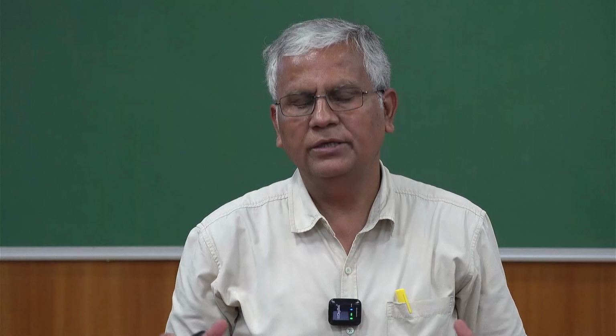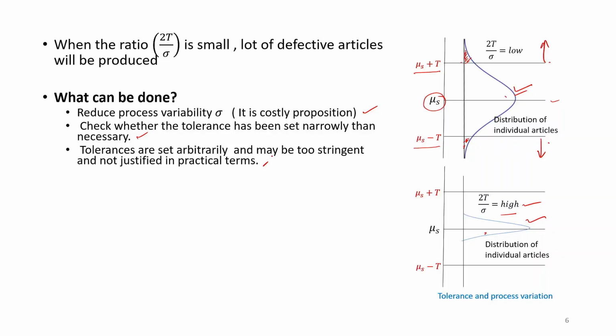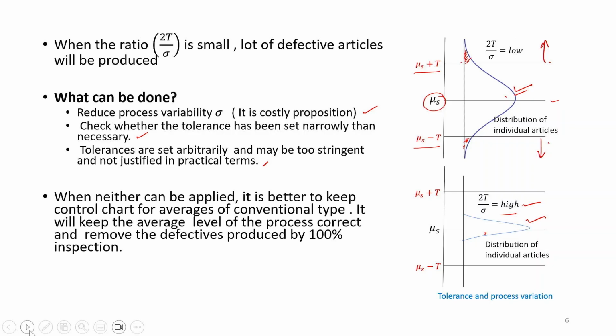Sometimes there is a possibility that the tolerance can be increased without affecting the performance of the product that we are making, or if possible, sometimes we have to reduce the spread, that is variability, or reduce sigma. These are the things that we can do in order to take care of the process, so that too many defective articles are not produced.